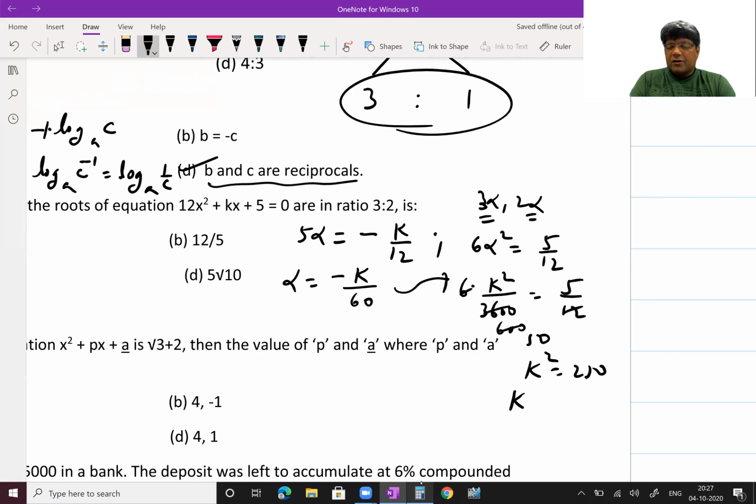So k is equal to what? Root over 250. Root over 250 means what? 25 into 10. And that is equal to 5 root over 10. This option, 5 root 10.